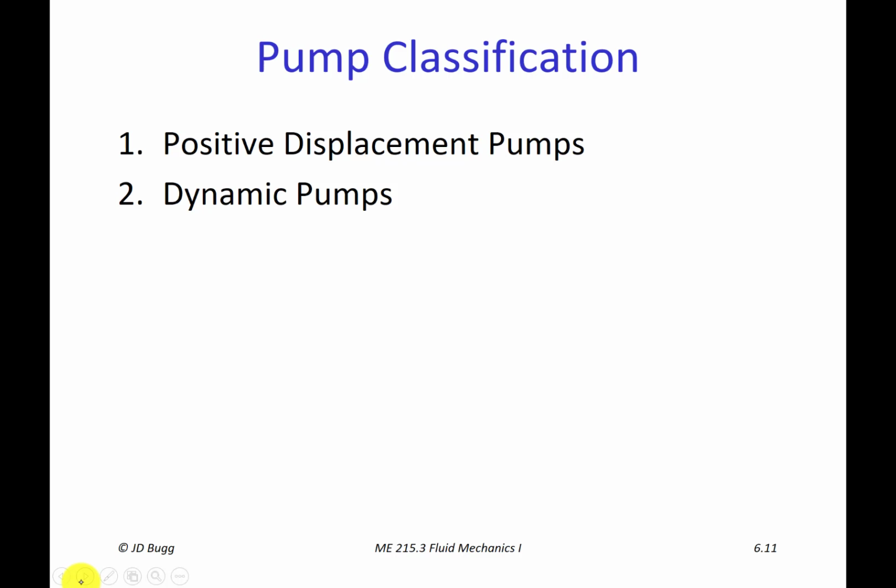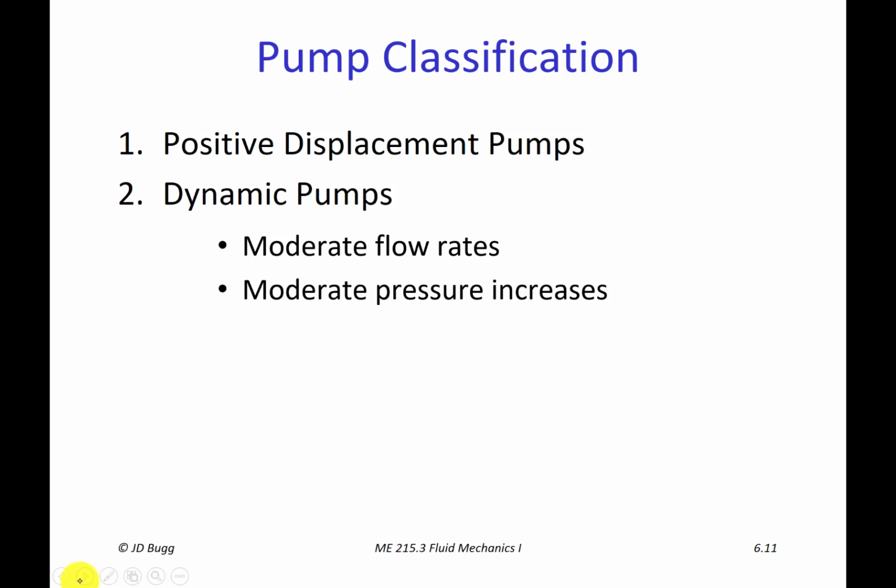Now we'll take a look at dynamic pumps. Dynamic pumps are good for moderate flow rates and moderate pressure increases. So sort of middle of the road in terms of flow rates and pressure increases. They do, however, often need priming. If we're using a dynamic pump for liquid flow applications, then quite often if there's a vapor inside of there, they won't pump at all. So we need to open them up somehow and get liquid in there so they're liquid filled. So they're a little bit difficult to start under some circumstances.